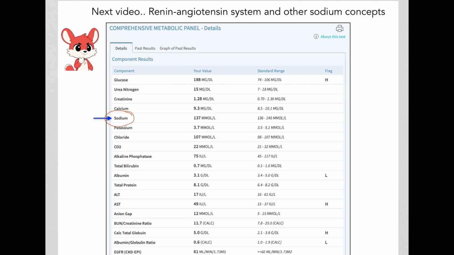In the next video, we shall look at the very important physiological system called the renin-angiotensin system, as well as discuss a few other important concepts on sodium before we discuss hypernatremia as well as hyponatremia in future videos.